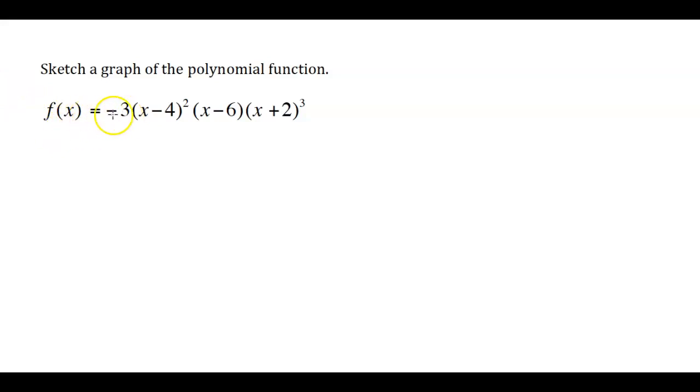If we want to sketch a graph of this particular polynomial function here, where it's already factored out, one of the things that we need to know is where its x-intercepts or its zeros are. The other thing that we need to know is, for each corresponding zero, this concept of multiplicity. How many times does a particular factor repeat in this function?